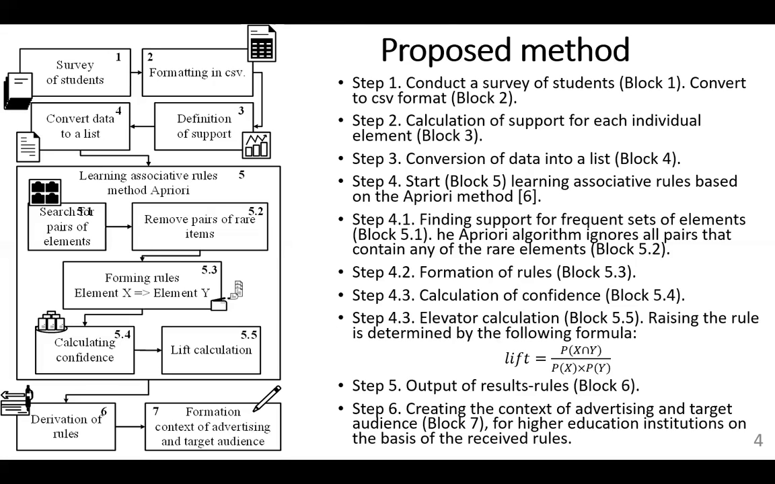Step 5. Output of resulting rules. It's block number 6. And step 5, creating the context of advertising and target audience. It's block 7, for higher education institutions on the basis of the received rules.